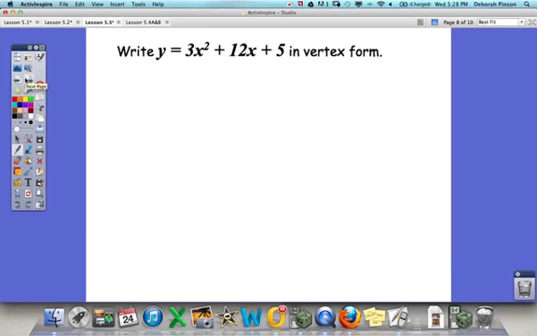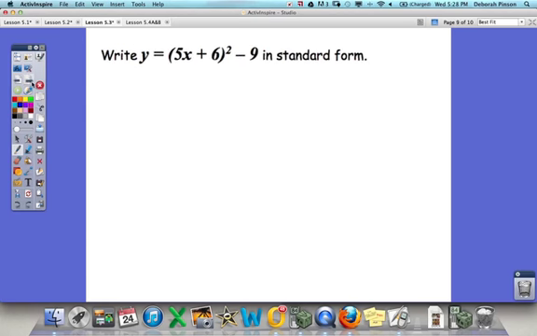Now I want us to kind of go backwards for a second. So I'm going to give you something in standard form. Well, we actually already did one like this, so we're going to skip this one and do the opposite direction. So I'm giving you something in vertex form. I want us to write it in standard form.